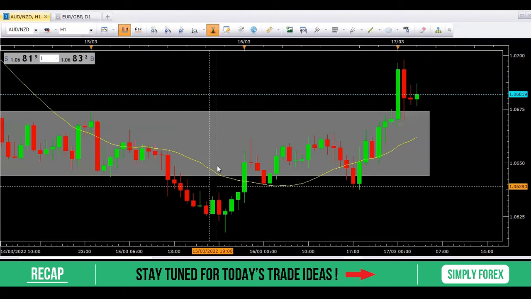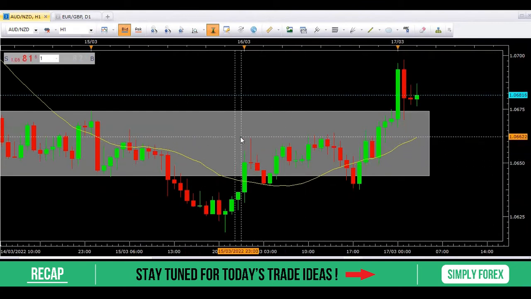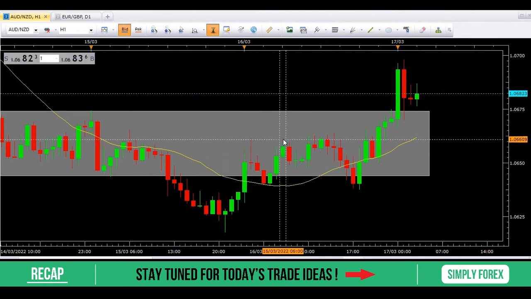So it did come up into our grey zone, guys, and we had numerous candles we could have entered on. So we had this one, we had this one, and we had this one. All of them tell me that sellers are in control. I would have put my stop above these highs here, and I would have tried to take the trade down to these last lows here, and that's what I did. I actually entered on this candle.